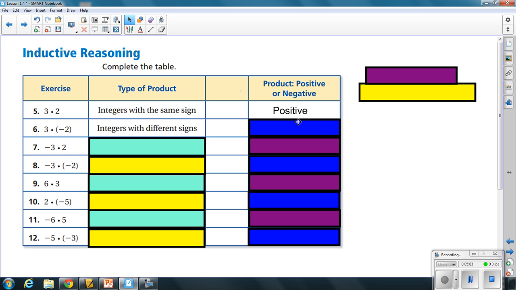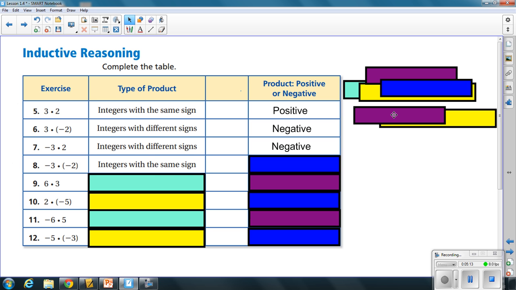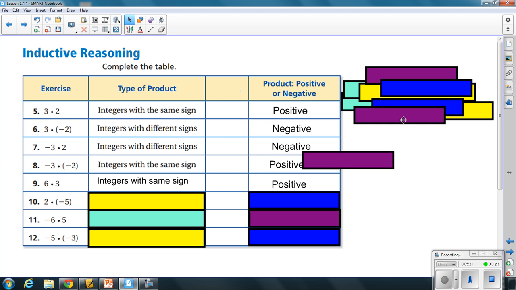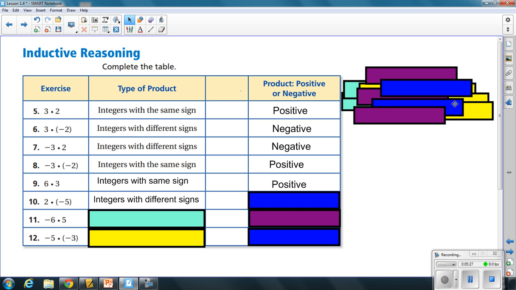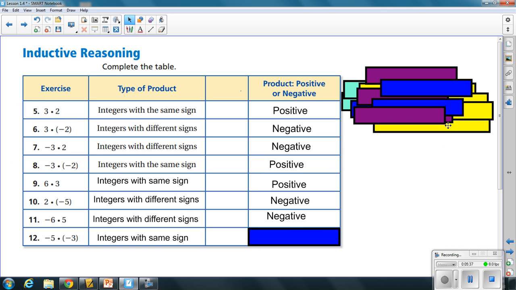Okay, so starting with number 6, integers with different signs, so that means my answer is negative. 7, different, answer negative. Number 8, my signs are the same, so my solution is positive. Number 9, my signs are the same, my solution is positive. 10, my signs are different, so my answer is negative. 11, my signs are different, my answer is negative. And number 12, my signs are the same, my answer is positive.